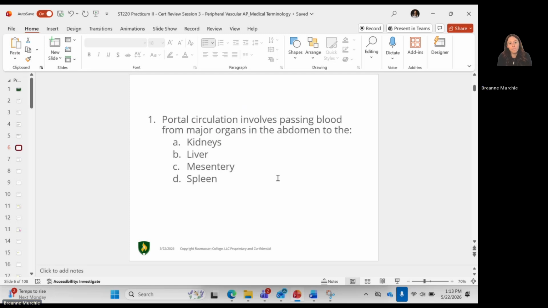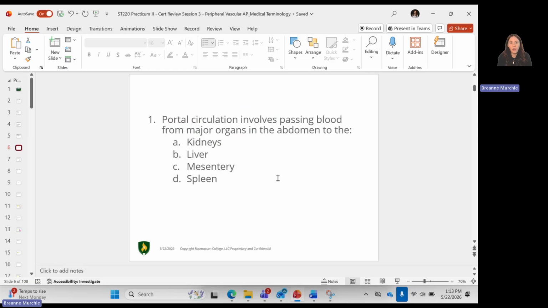Now, my understanding of the portal circulation, the thing that I remember most about the word portal when it comes to vascular is the hepatic portal vein. And in my head, I know hepato means liver. So that was what was in my head. I'm going to keep liver on my board.